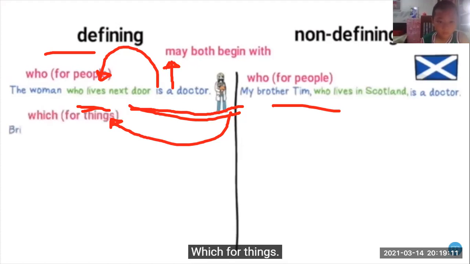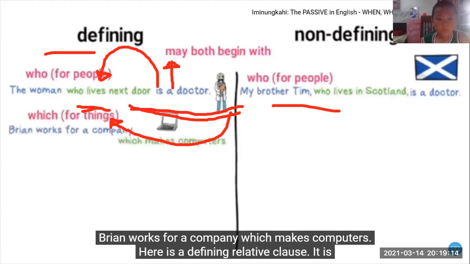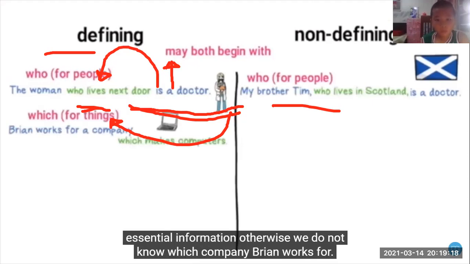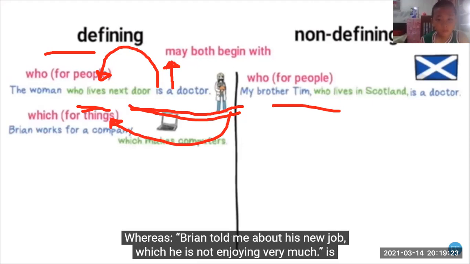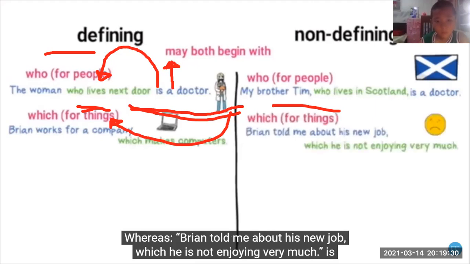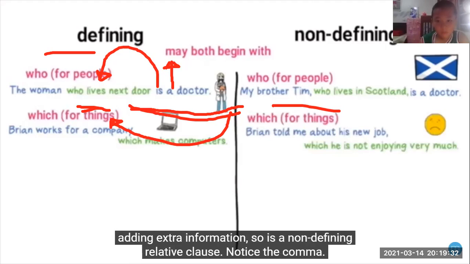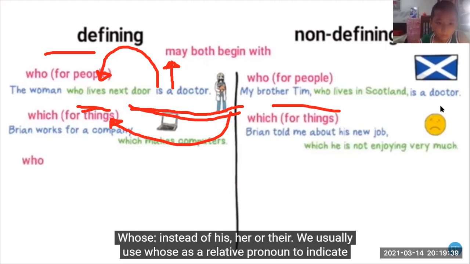Which, for things. Brian works for a company which makes computers. Here it is a defining relative clause. It is essential information, otherwise we do not know which company Brian works for. Whereas, Brian told me about his new job, comma, which he is not enjoying very much. This is adding extra information, so it's a non-defining relative clause. Notice the comma.